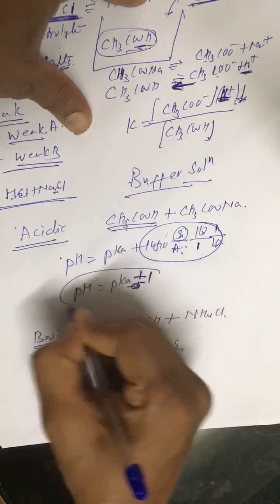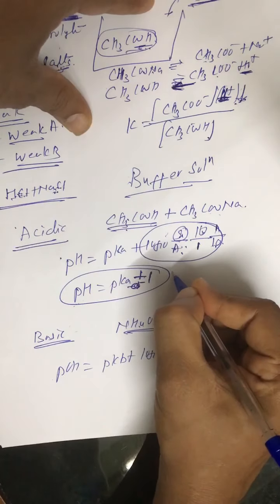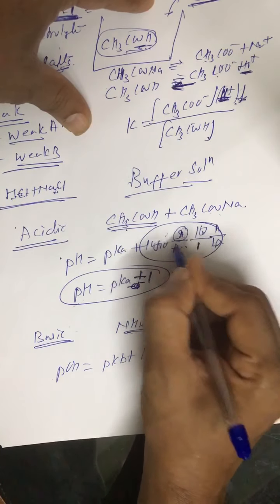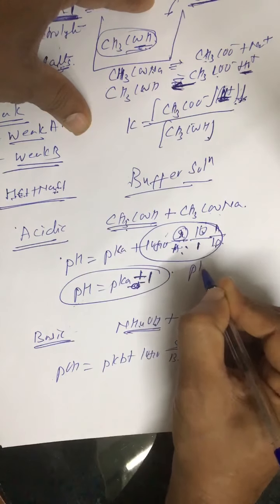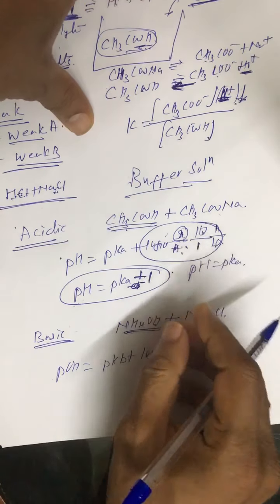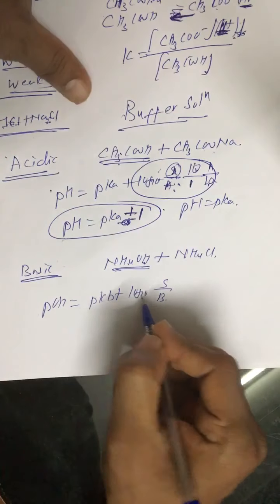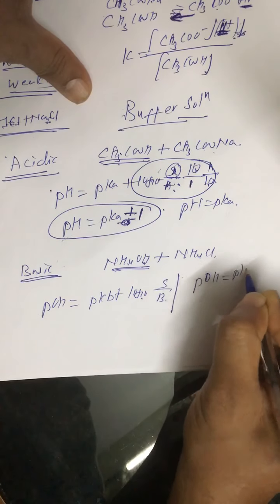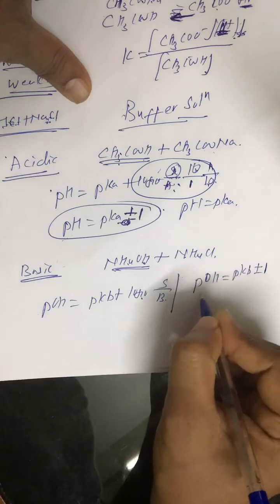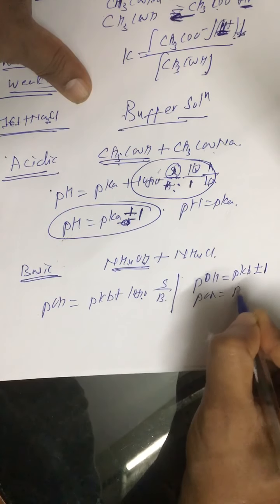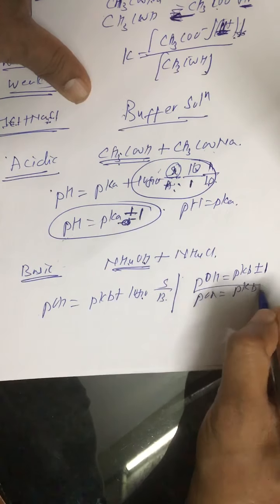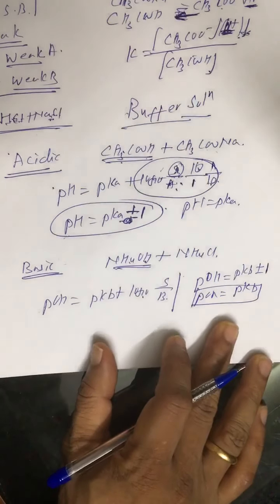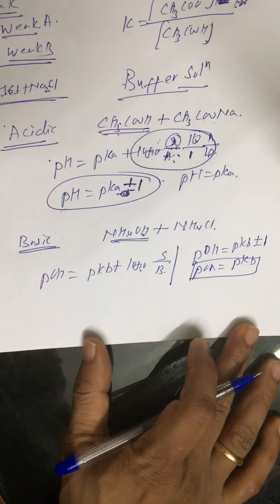And the best condition, when buffer action is the best, is when salt is equal to acid, meaning log 1 is 0, so pH is equal to pKa. This is the best condition for a buffer. See here also, the condition for a buffer action is pOH equal to pKb plus minus 1, and the best condition is pOH equal to pKb. This is the best condition when a basic buffer solution can show buffer action.